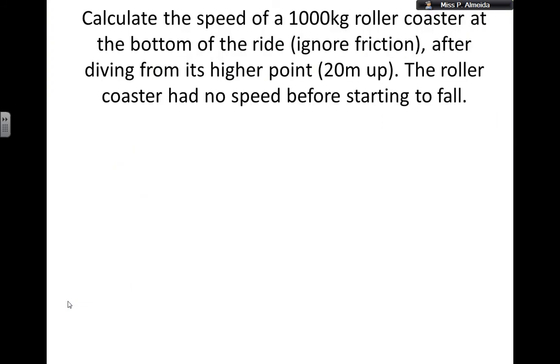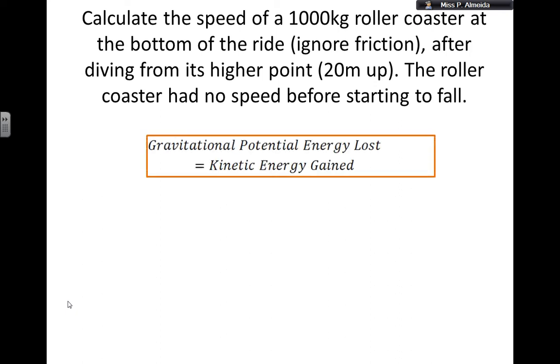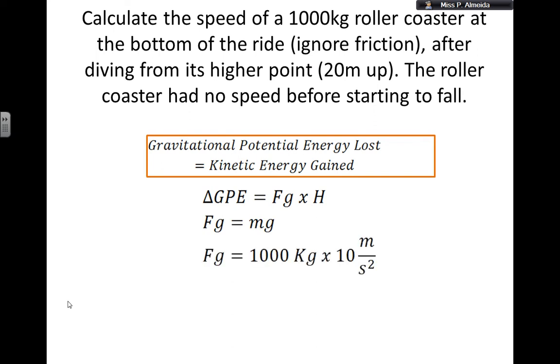I was given the mass and I was given the height. I can calculate GPE. GPE is the force of gravity times the height, so the mass times the gravity times the height. So the force of gravity is going to be 1,000 times, to be honest, I should have done 9.8, but we were doing this by head, so 1,000 times 10, which gives me 10,000 newtons. That's my force of gravity.